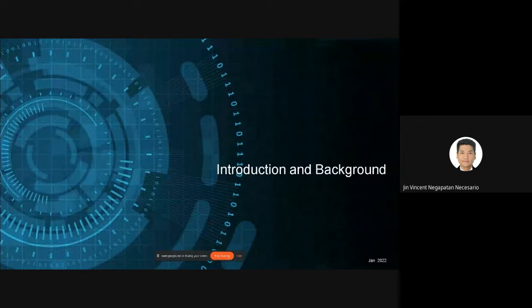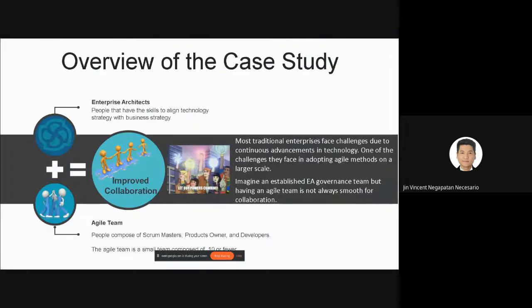And then, for the introduction and background, for the overview of the case study, try to imagine that the enterprise faces some challenges due to advancement of technology. And one of these, based on the case study, is the adoption of the agile methods on a larger scale. And try to imagine upon scaling, if you have already an established enterprise architect team or department, it must not always be a smooth collaboration between the two.